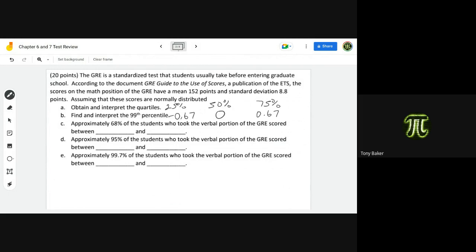All right, that's not my quartiles. They want the actual values for the scores. So in this case, I've got a mean of 152, and my standard deviation is 8.8. So to find my quartiles, so the 25%, I'm going to multiply the 8.8 times 0.67.